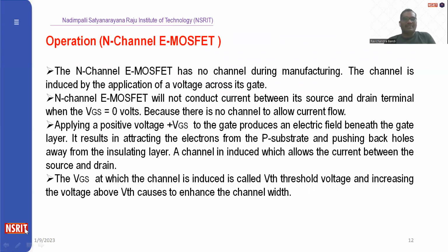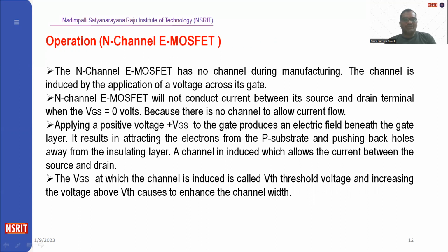Operation of N channel E MOSFET. We will take an example for NMOS enhancement mode. The N channel E MOSFET has no channel during the fabrication. The channel is induced by application of voltage across the gate. The N-channel MOSFET will not conduct current between its source and drain terminals when the VGS is equal to 0 volts, because there is no channel to allow the current flow.